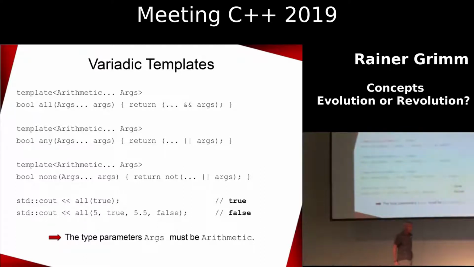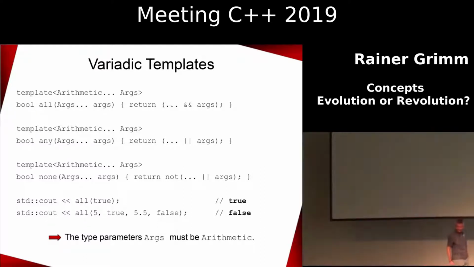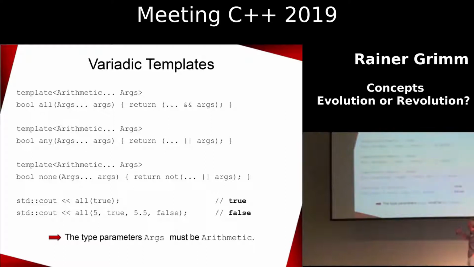And here at the end, you see the application or the usage of this concept. I can say all true. It's a little bit too high for me. All true, such as here, returns true, but all 5 true, 5.5 false returns false because false will evaluate to false, obviously. Okay. Just works with fold expressions in C++17.